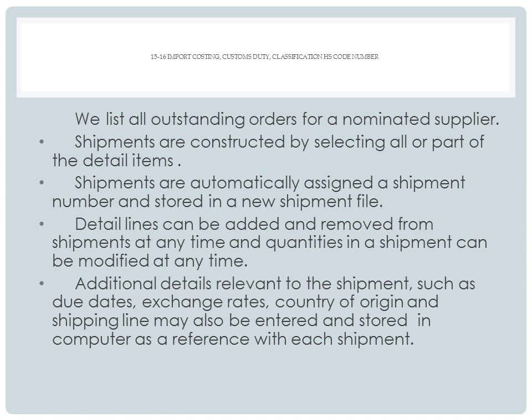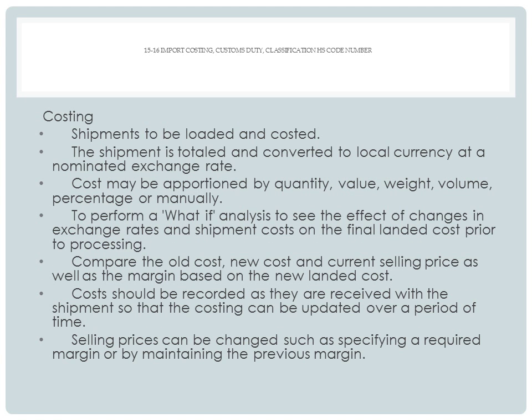Additional details relevant to the shipment, such as due dates, exchange rates, country of origin, and shipping line, may also be entered and stored in the computer as a reference with each shipment. Costing through computer program. Shipment to be loaded and costed. The shipment is totaled and converted to local currency at a nominated exchange rate. Cost may be apportioned by quantity, value, weight, volume, percentage, or manually.